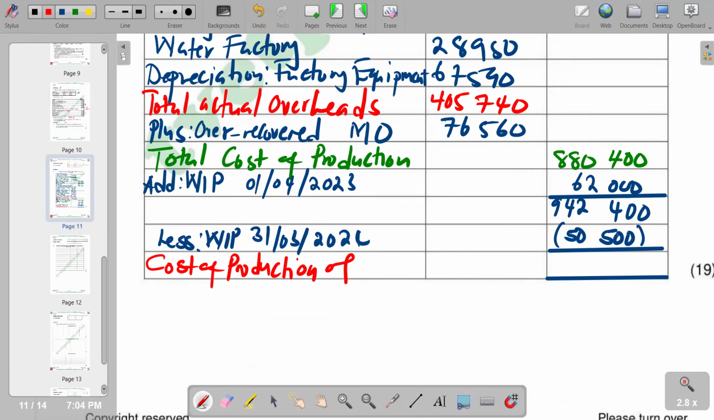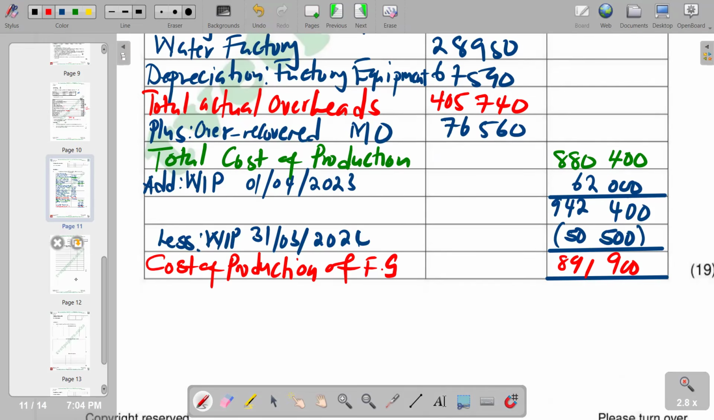Cost of production of finished goods. So 942,400 minus 50,500, you get 891,900. So this becomes the final figure that is supposed to be transferred to the trading account under cost of sales. Basically, this is what we have.